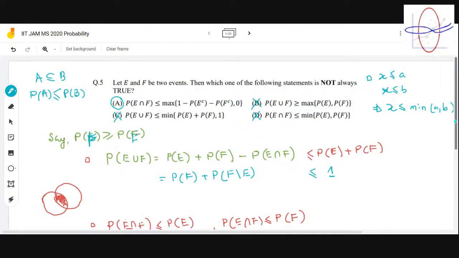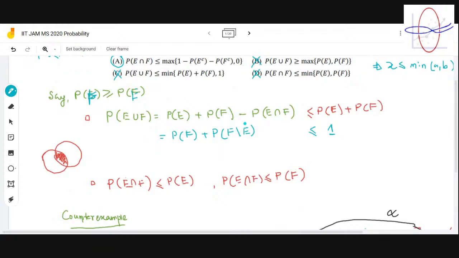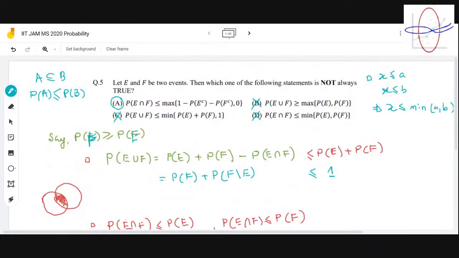Similarly, let's do the other one, the intersection part: E intersection F is smaller than the minimum. Probability of E intersection F is less than or equal to probability of E, since it's a part of E, and probability of E intersection F is less than or equal to probability of F. So if X is less than or equal to A and X is less than or equal to B, then X is less than or equal to the minimum of A comma B. This is a generic result, and we use it a lot in order statistics. It is a really interesting and important result.